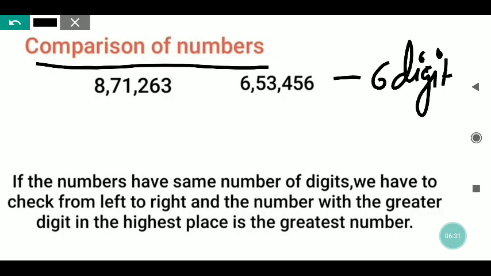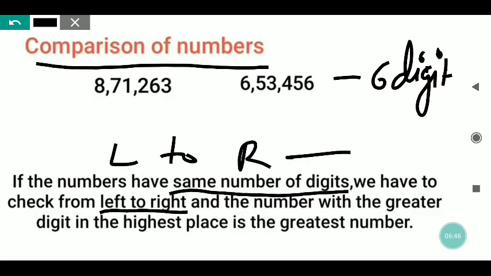If the numbers have the same number of digits, same number means 6 digits, we have to check from left to right. From which side? From left to right. Like this we are going along this line. And the number with the greater digit in the highest place, means we are comparing the place values, so the number with the greater digit at the highest place is the greater number.